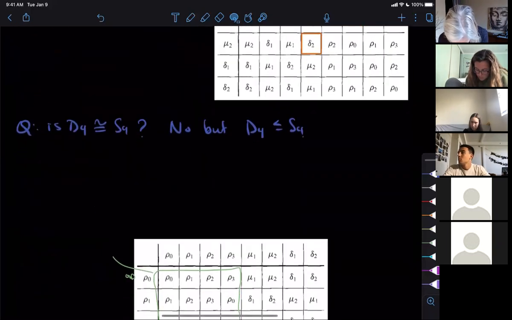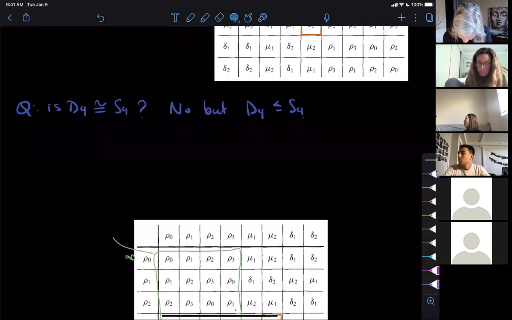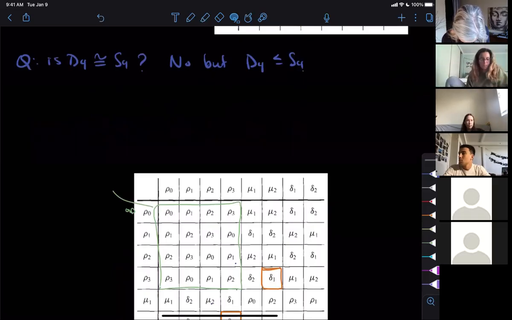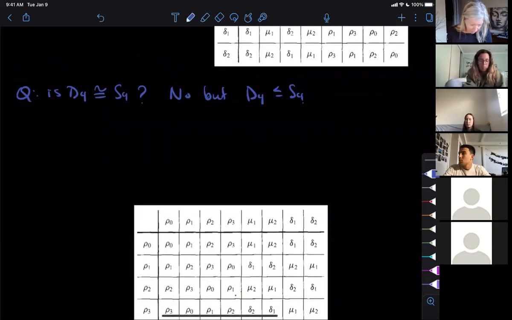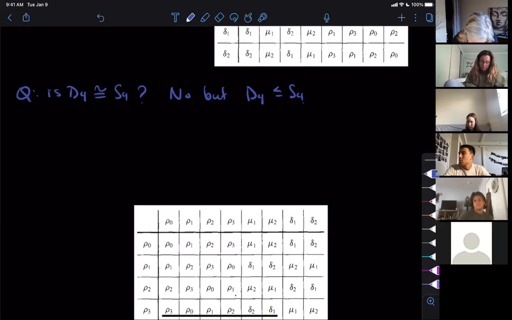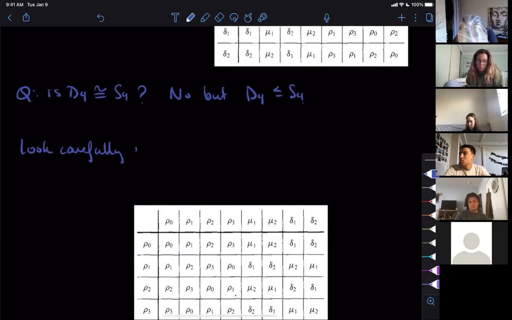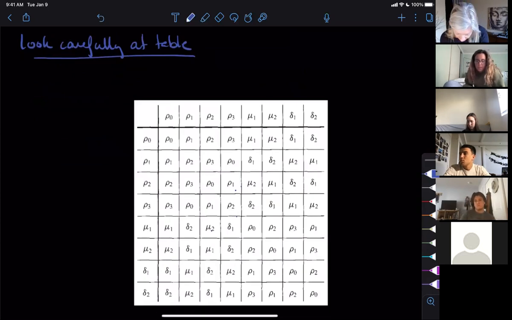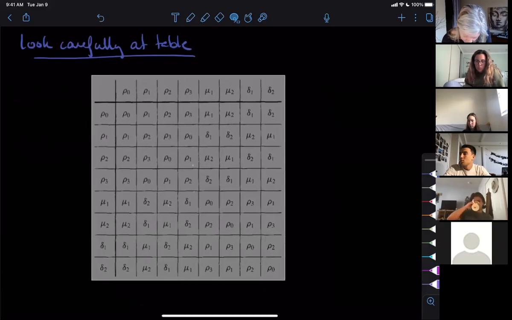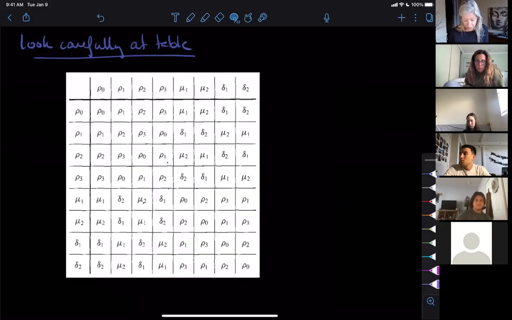Okay, maybe we're good. All right, here I want to look at this table again. Maybe I can erase these things. I hope I can. Still okay, good. Okay, so let's look carefully at the table. And it doesn't have to be a group of symmetries. It can be any group at all. But there's something I want you to notice about group tables. We've kind of talked about it before, but we didn't really express it in this particular way.